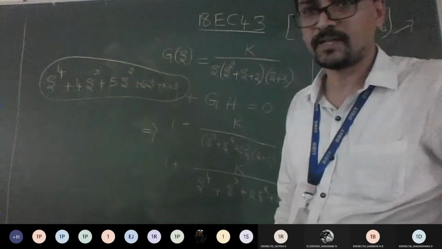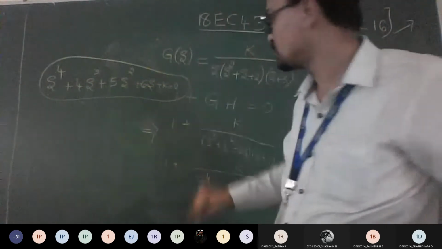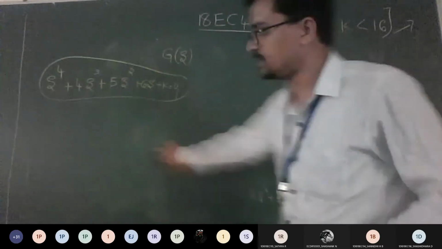Yes, I'm asking you people. Any doubts? Understood till here? So from here onwards, same procedure. So check out the Routh array table and tell me what are the answers you're going to get.